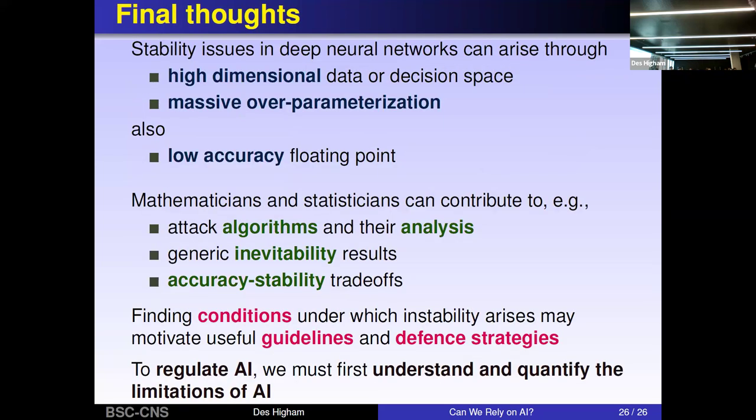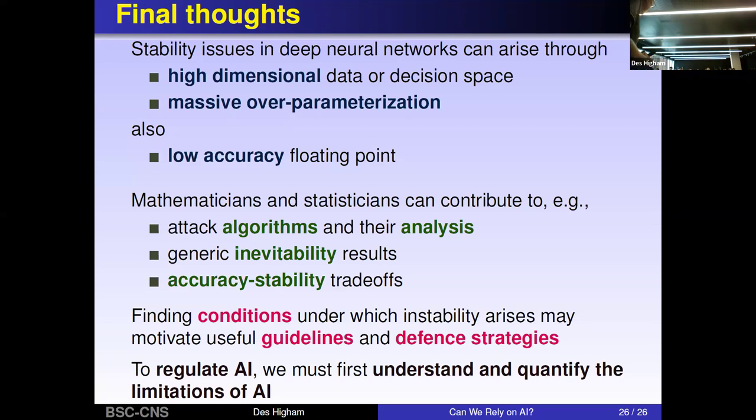So let me just wrap up. What we're looking at here is essentially stability. So when things go wrong, when you make perturbations, I focused on high dimension. If things really do live in high dimension, the data does, then these concerns are valid, I think. We can also exploit the fact that these networks are over-parameterized by burying things inside them.